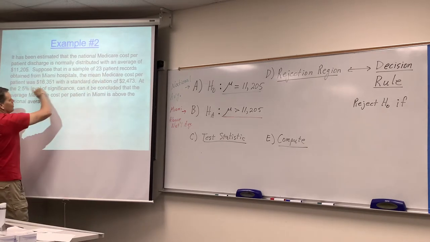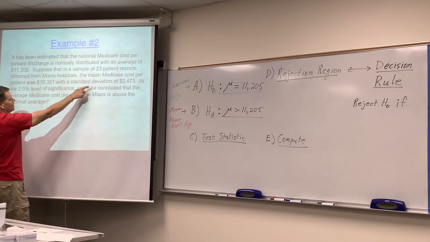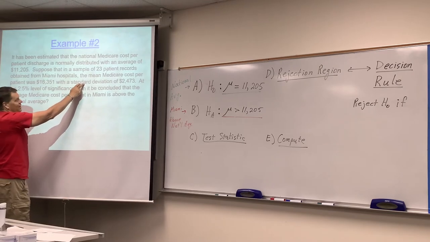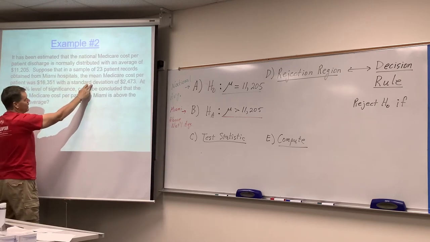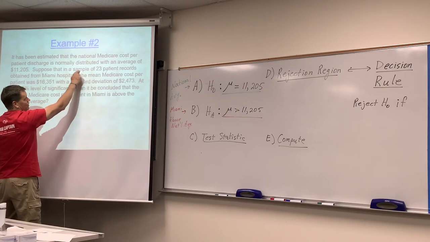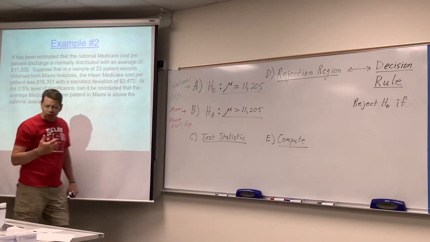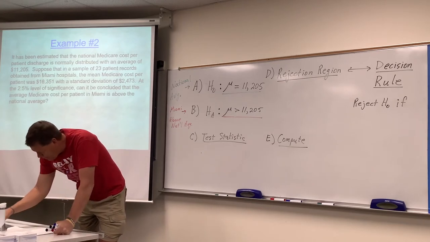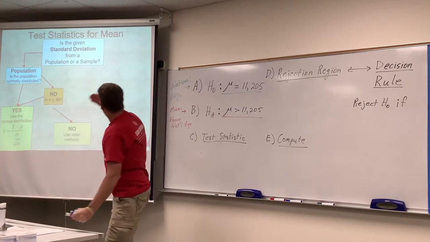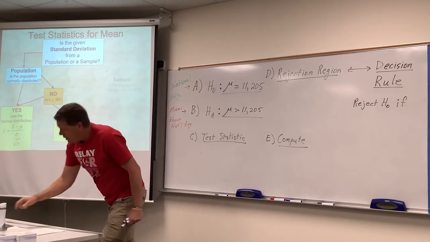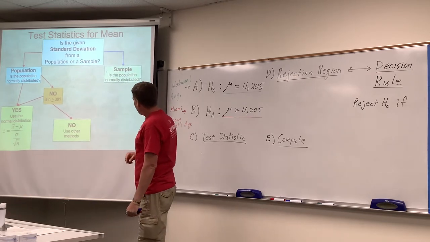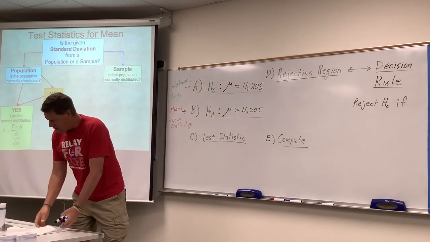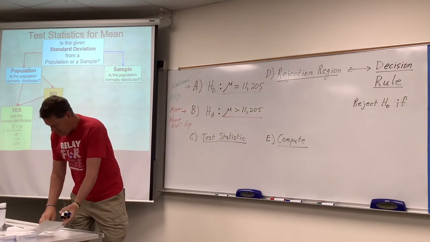Suppose in a sample of 23 patients, it goes on to say the mean is this and the standard deviation is this. That standard deviation, I assume, is for those 23 patients, that sample. So I would say in this case, it is for a sample. And so therefore, the standard deviation was for a sample. All right. Then we read the question to see if it tells us whether or not it's normally distributed.